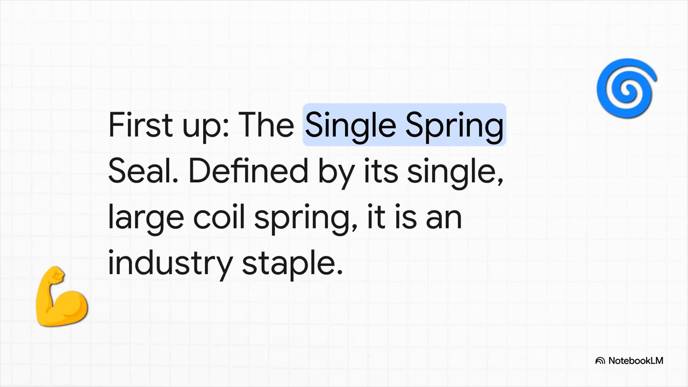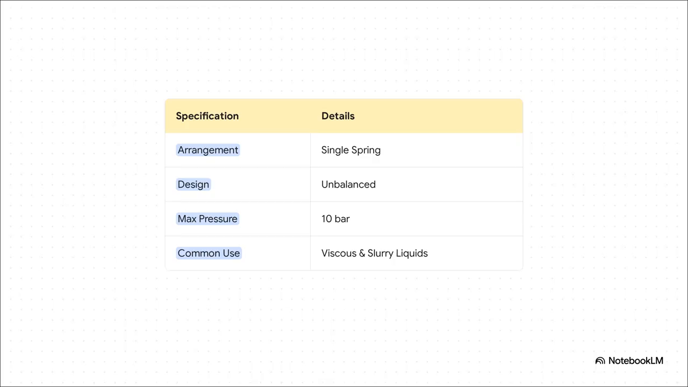As the name suggests, its whole design is built around one single heavy-duty coil spring. You can see right away it's got that single spring arrangement and an unbalanced design. That combination makes it simple, really robust, and totally perfect for lower pressure jobs. We're talking up to 10 bar. It's especially great for thick, sludgy liquids that might clog up a more complicated seal.